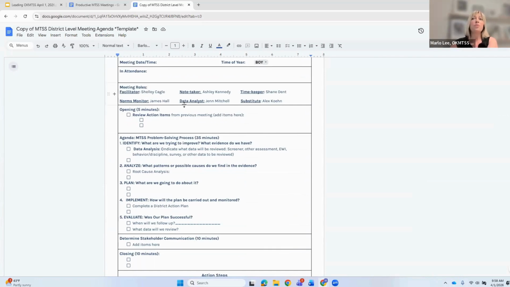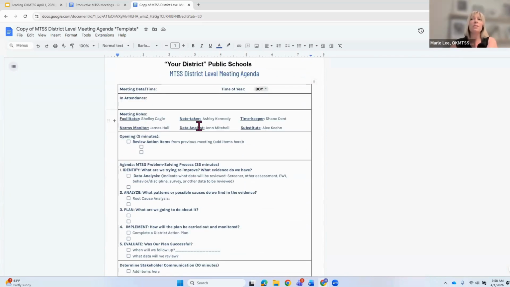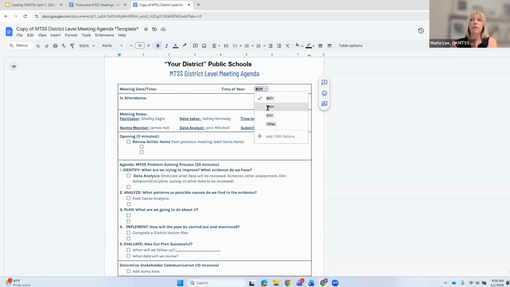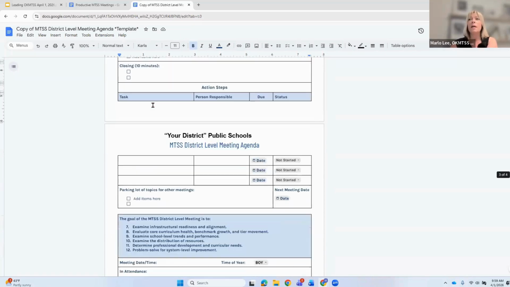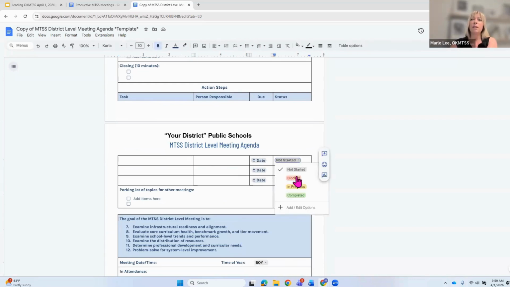It really runs you through, has your meeting roles, who was in attendance, your date. You can even put middle of the year, or whatever you want to do there. You can even take that out like I did. Here's the action step section. So you can put in what needs to happen, who's responsible, the date that it's due, and then you can click on in progress or completed.